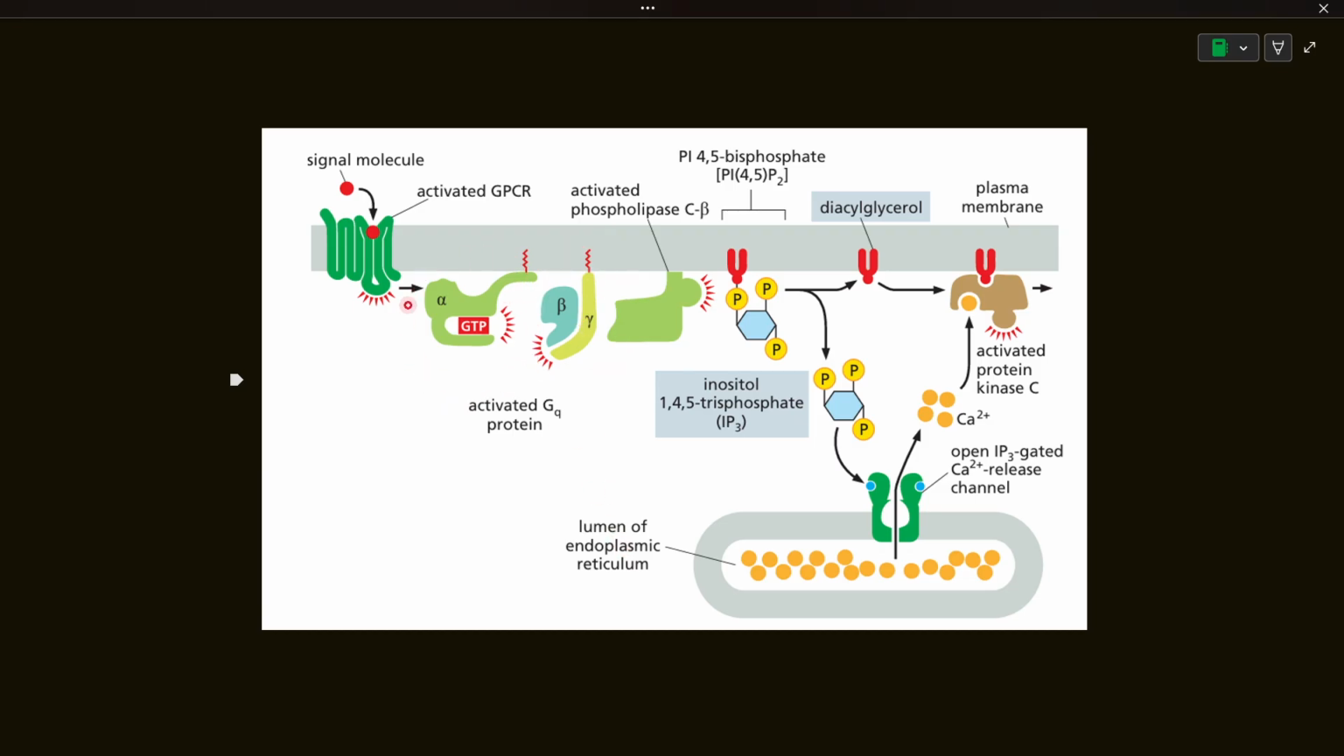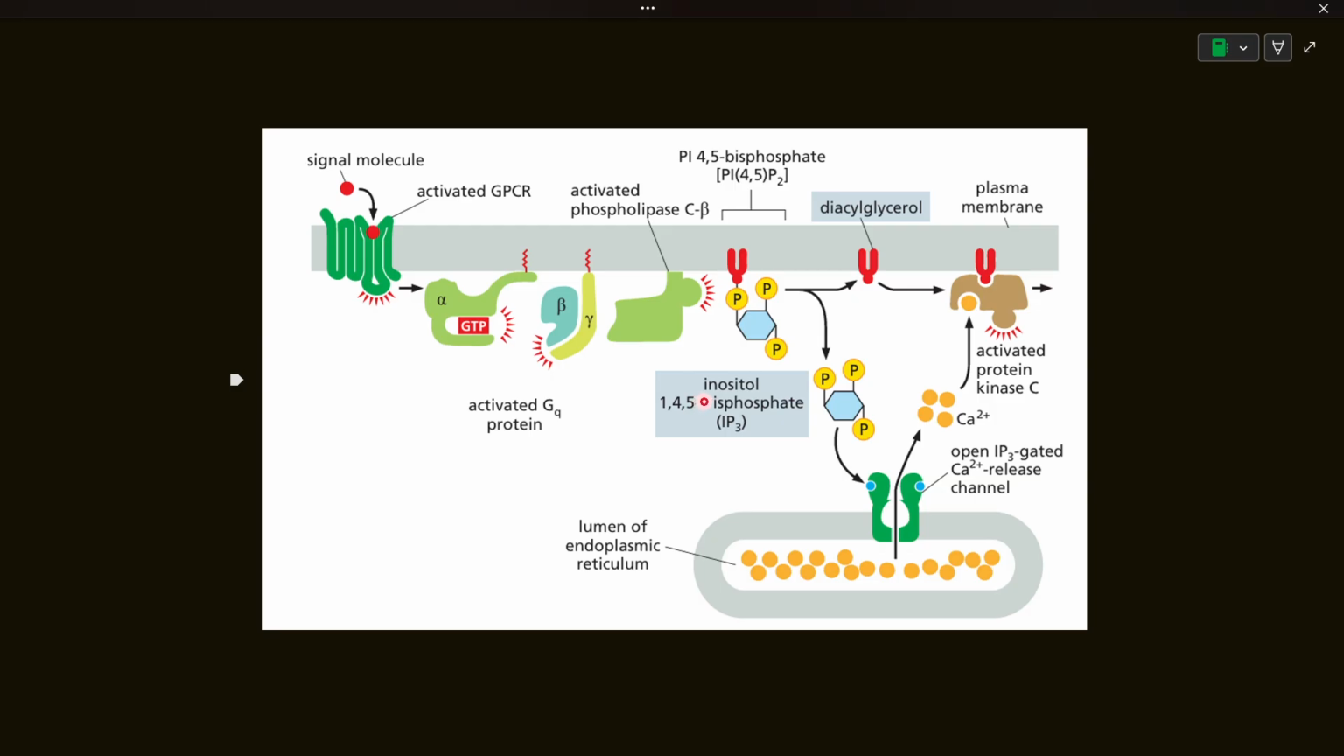So this alpha subunit, which is GTP bound, once the GTP is hydrolyzed, it is activated and it is going to do some downstream signaling. So what does it do? It goes and activates phospholipase C beta, right? It is evident from the name that it is an enzyme which is going to hydrolyze a phospholipid.